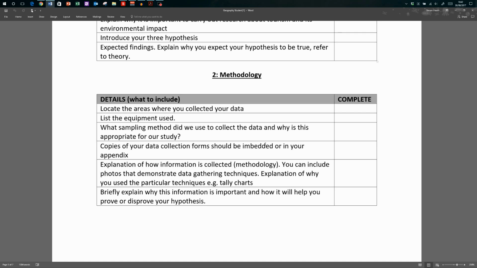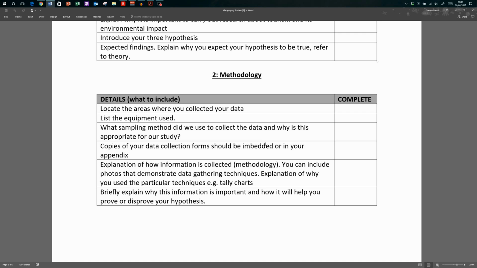What sampling method did you use? This is an important part. Did you collect your data randomly? Did you do it systematically, every 100 meters? It's important that you mention this because that could then be discussed later in your evaluation.